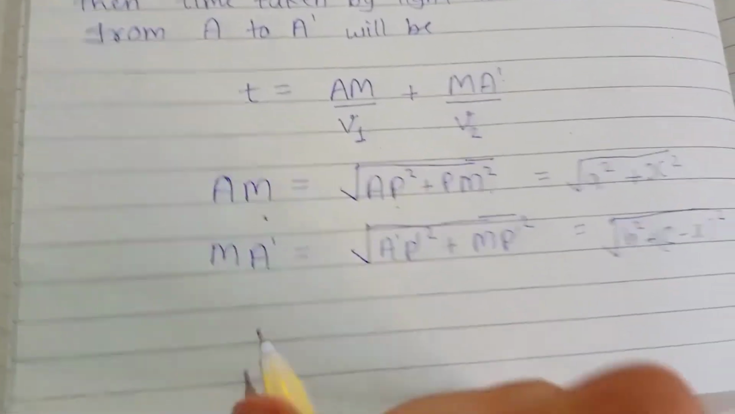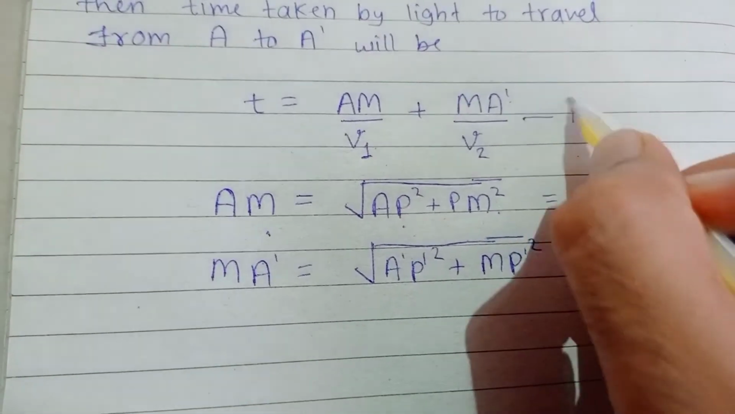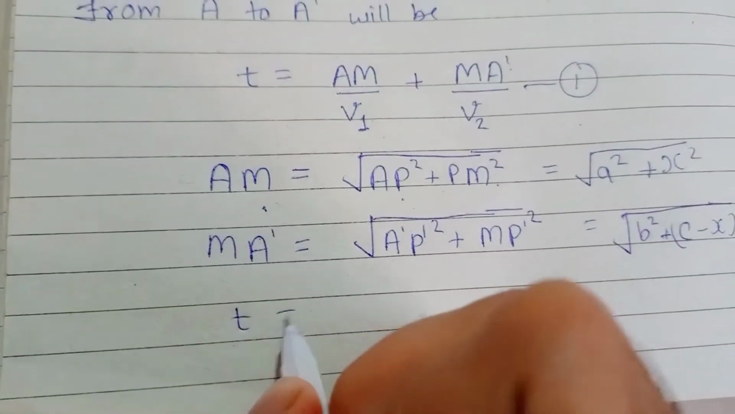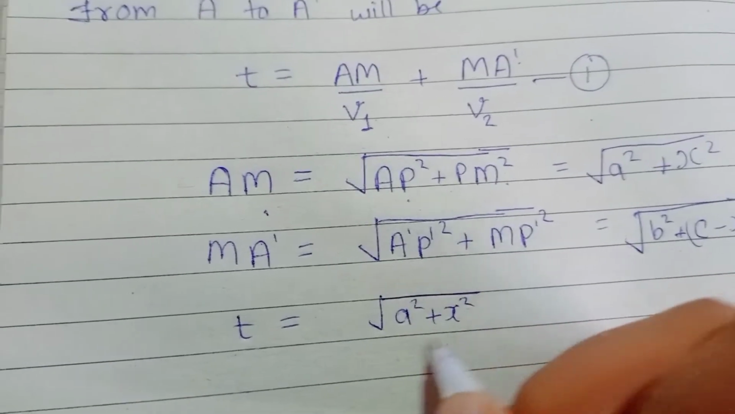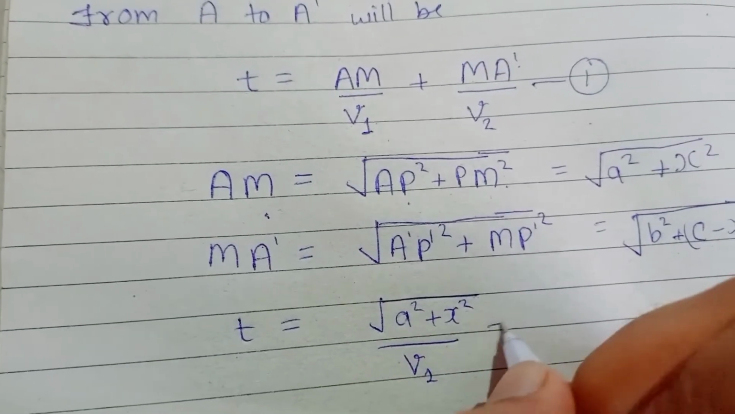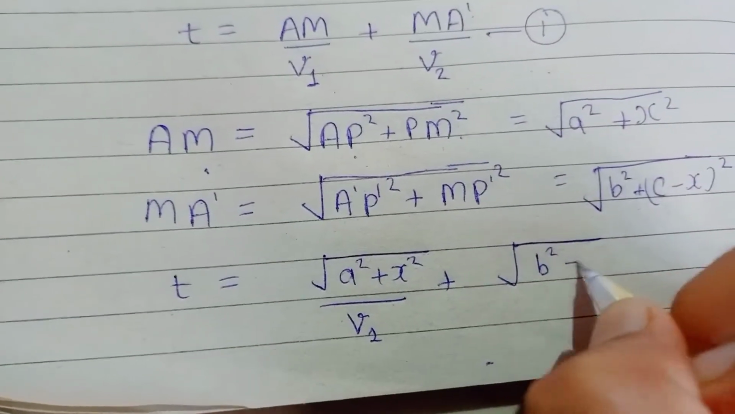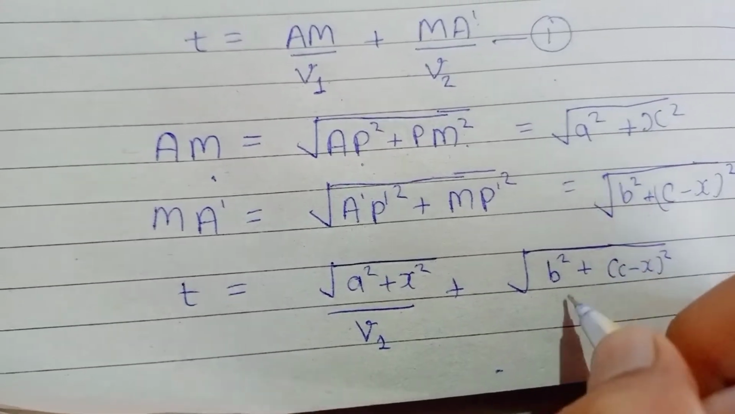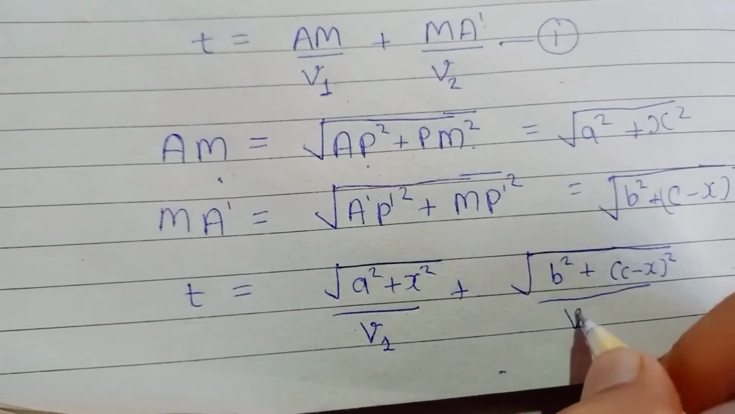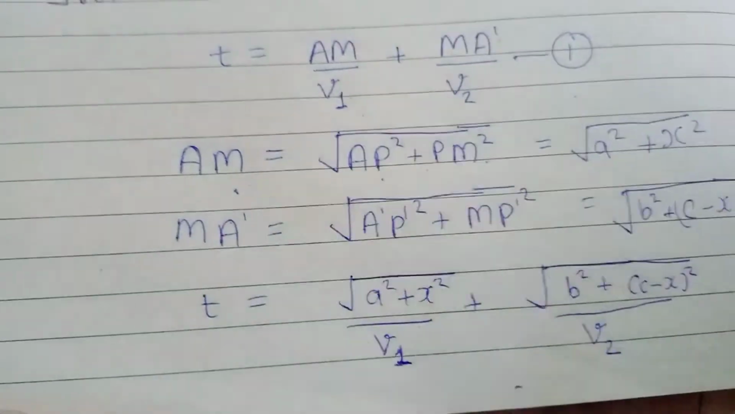Okay. So now we can put these values in this equation. We consider it equation first. So t is equal to under root a square plus x square upon v1 plus under root b square plus c minus x whole square upon v2. This is v1 and this is v2.